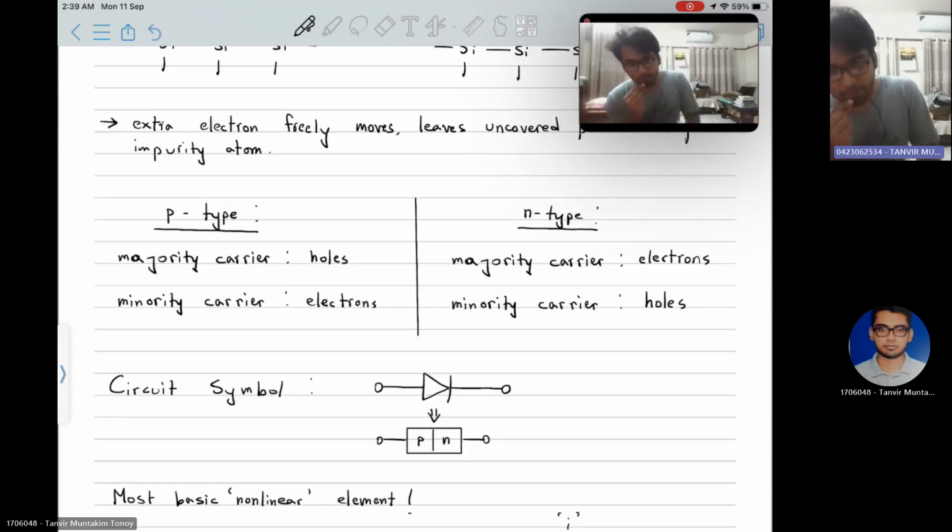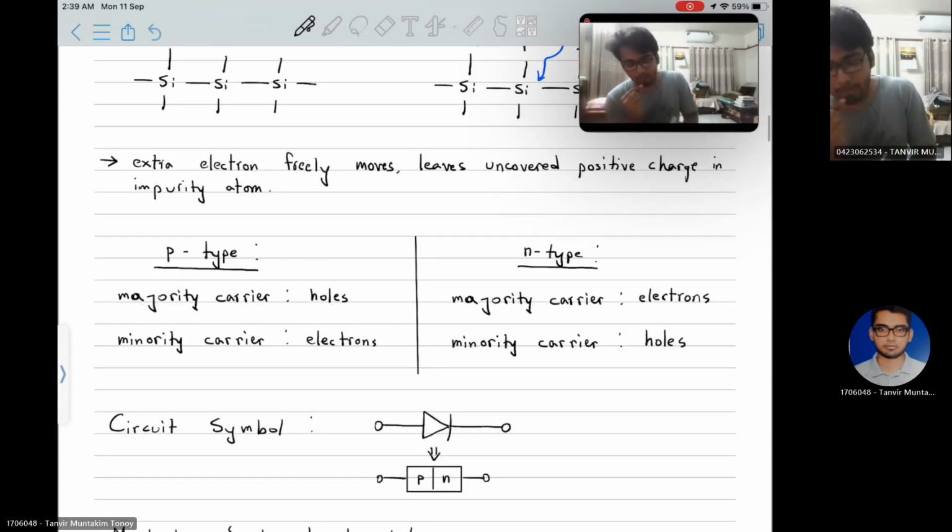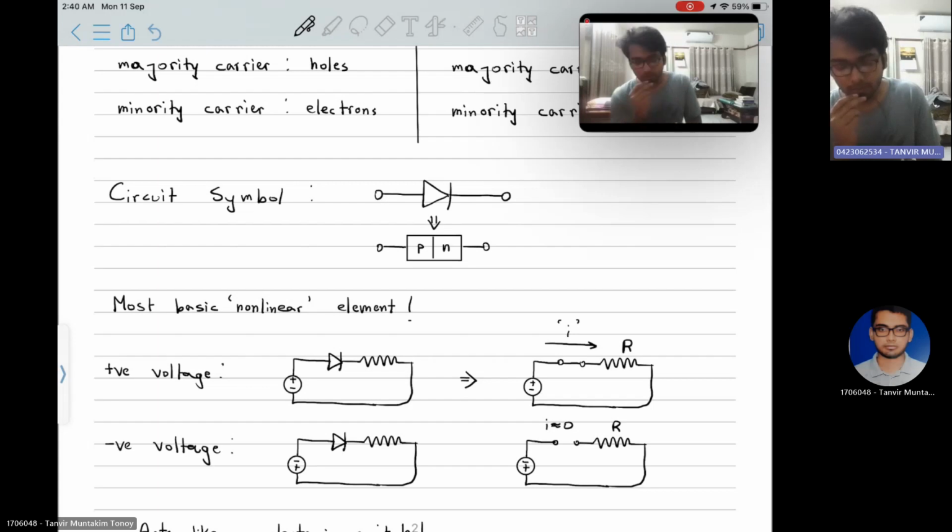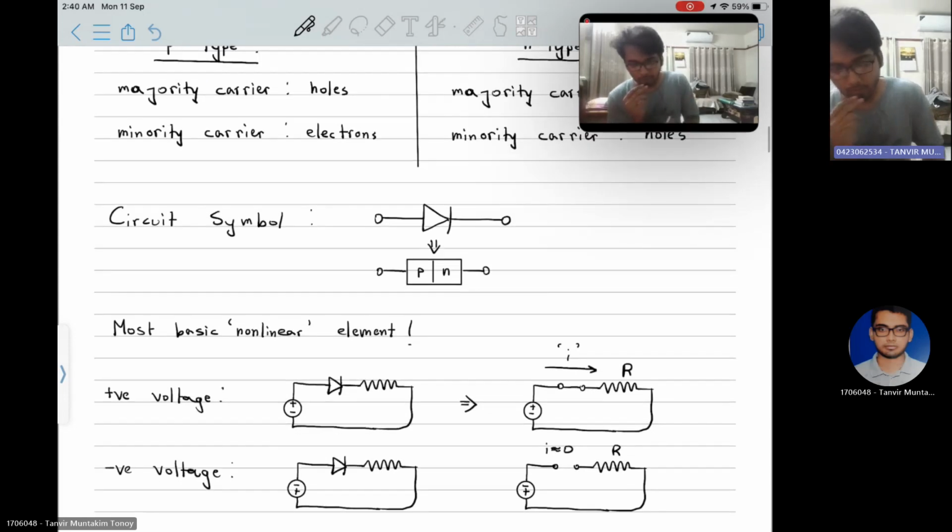So to summarize, the p-type semiconductors have the majority of their carriers as holes and the minority of the carriers as electrons. For n-type, the majority carriers are the electrons and the minority carriers are the holes. The diode is essentially formed by having a p-type and an n-type semiconductor adjacent to each other. The circuit symbol for a diode is as shown below.